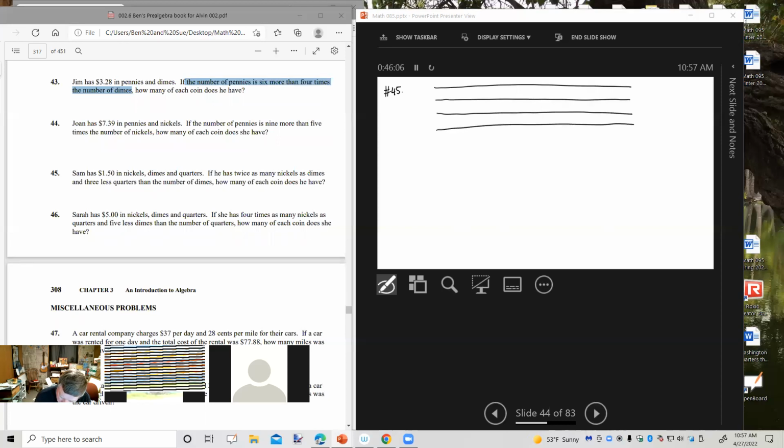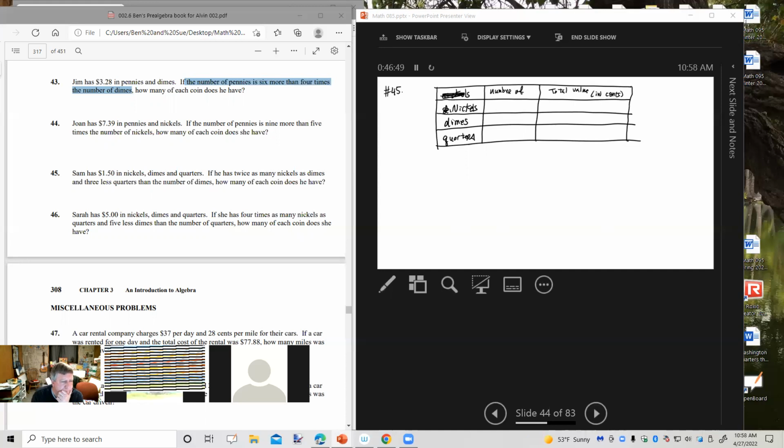So now we're dealing with 3 different kinds of coins. We've got nickels, dimes, and quarters, okay? And this is the number of and total value in cents.